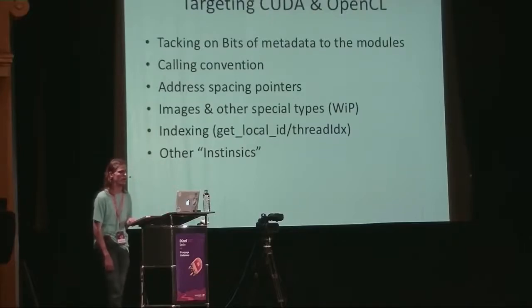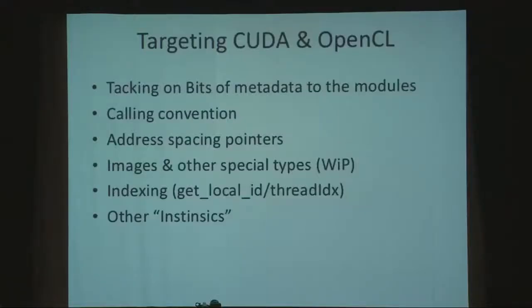So the way that LLVM targets CUDA and OpenCL is mostly tacking bits of metadata onto the modules. There are also different calling conventions, which is relatively easier to do. There are address spaces of pointers, so unlike normal D, where you've just got a pointer that points to somewhere in memory, you've got different portions of memory, so a different type of pointer for each one of those, and then a general one that can point anywhere.